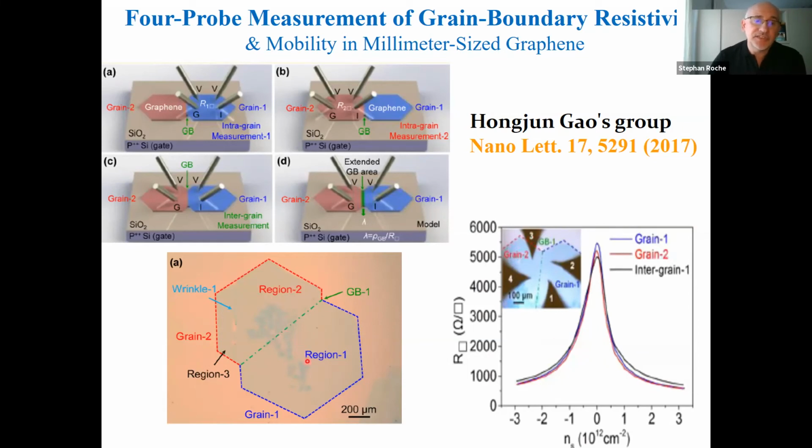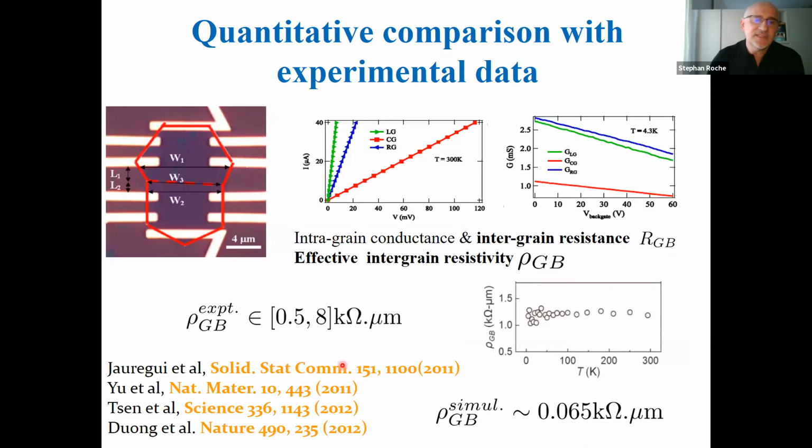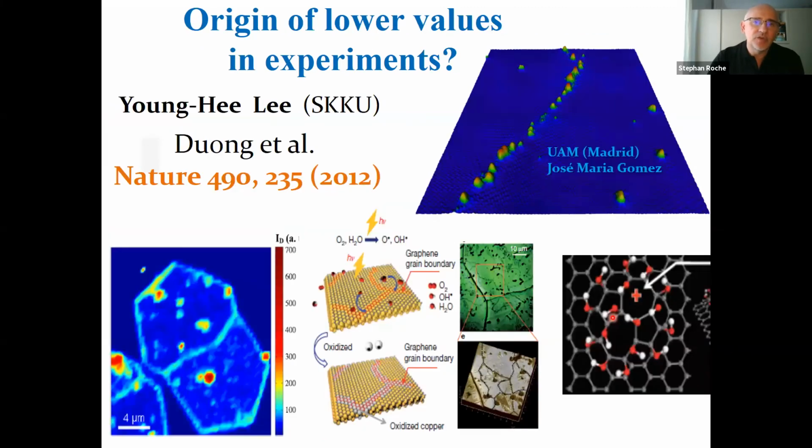So you measure the resistance across, or resistance inside, then you can extract this grain boundary resistivity. And when we do the comparison with the simulation, what we find is typically we have 1 or 2 orders of magnitude difference. So our simulation leads to a much smaller grain boundary resistivity. But it turns out that these grain boundaries are much more chemically reactive.